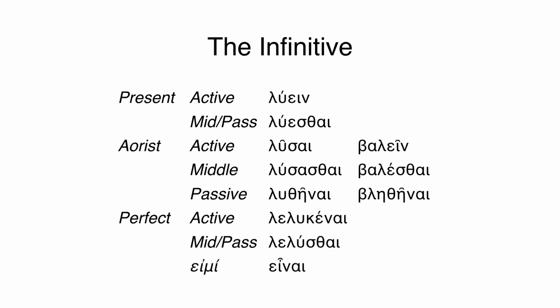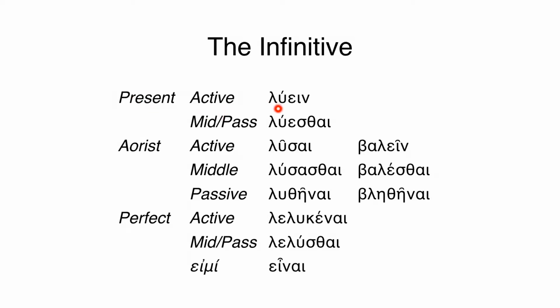We will normally translate this as "to loose," although we do find the infinitive in certain kinds of constructions that will cause us to alter that translation. We'll look at those in the next lesson. In terms of form, for the present active infinitive, there's simply only one, and let's look at these here.